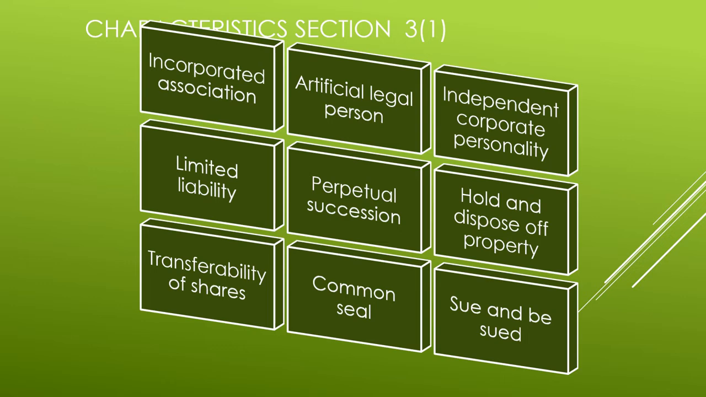And as I told you, a company is an artificial legal person, and therefore a company can hold and dispose of property. A company's shares are transferable. This is another feature of a company. See, there could be some difference between a private company and a public company.